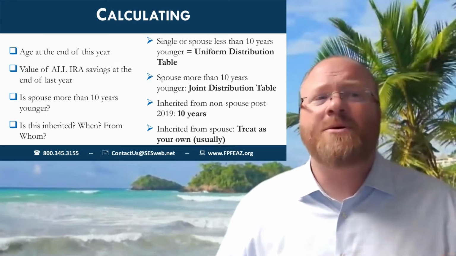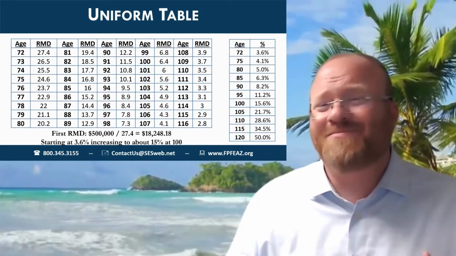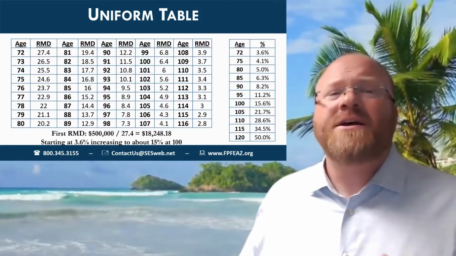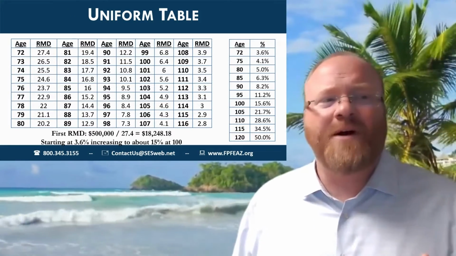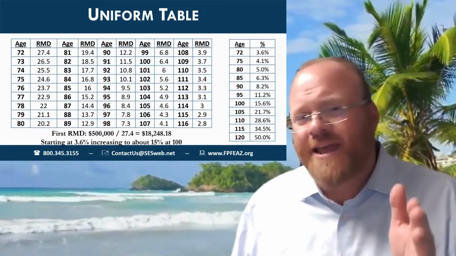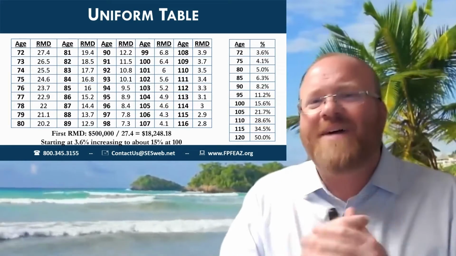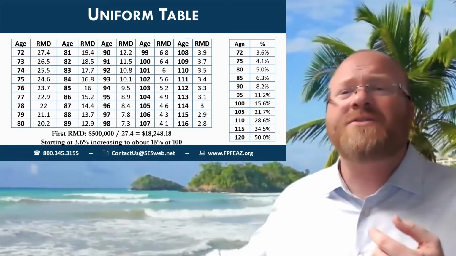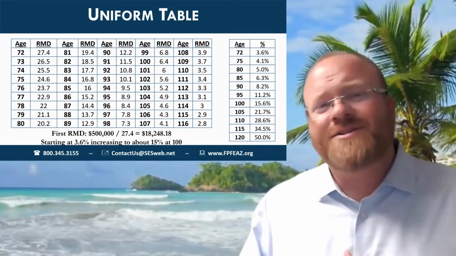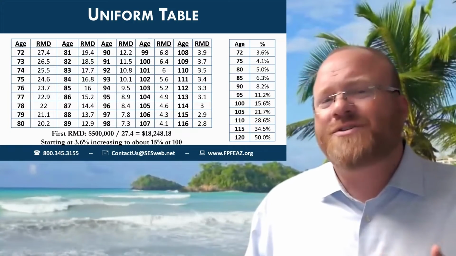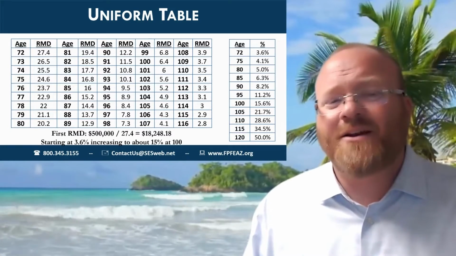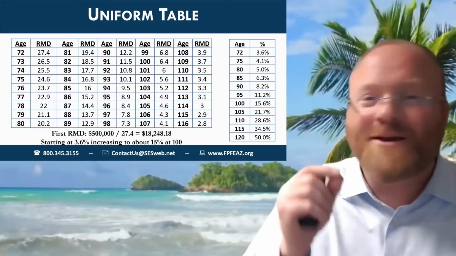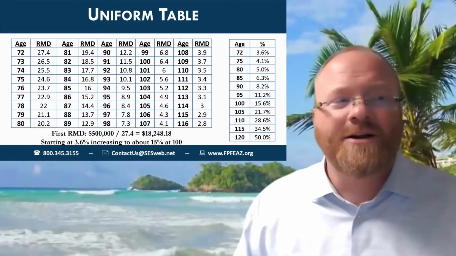So let's look at these tables. The uniform distribution table is 99% of us. And what you'll notice here is you've got a chart that comes from the IRS. You've got the age, and then you've got that RMD factor there. It's not a percentage. That's why I equated it to a percentage on the other side here. You've got 72 starting at about 3.6% on up to 50% at 120. It gets bigger and bigger every single year.